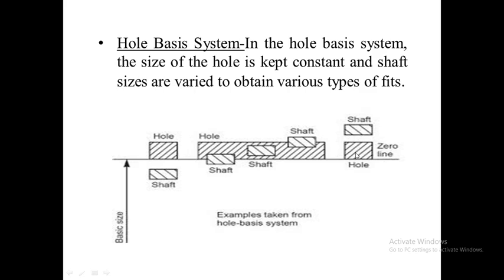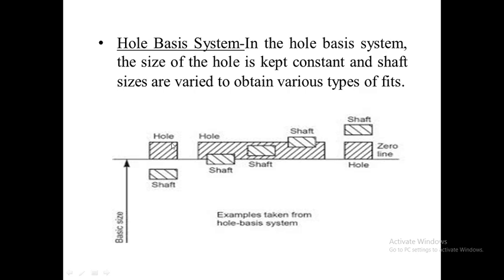They are kept constant above the basic line, whereas the size of the shaft is varied. So in hole basis system, the size of the hole will be fixed, whereas the size of the shaft will be varied to obtain different types of fits. Now you can also see here that the lower deviation for the hole is equal to 0 in this case.